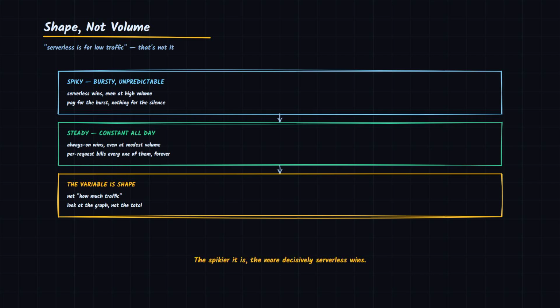So the question is not how much traffic do you have. It is what does the graph look like. Flat and constant favors the box, spiky and unpredictable favors per request, and the spikier it is, the more decisively.